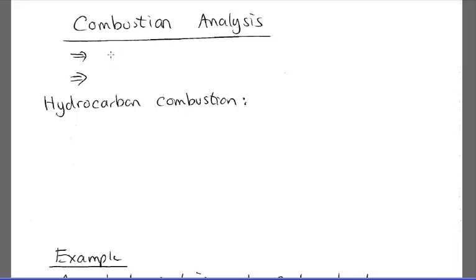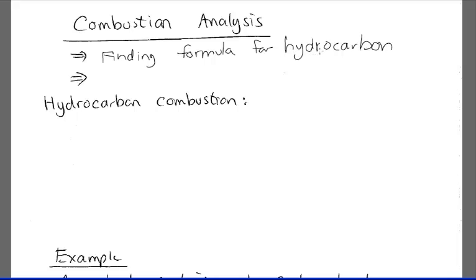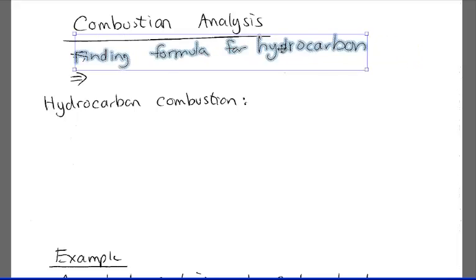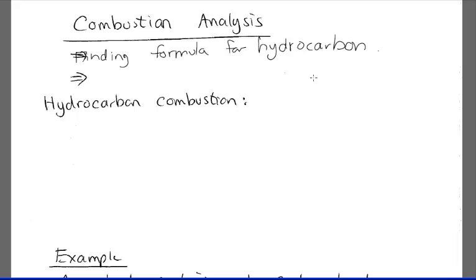Combustion analysis is a way of finding an empirical formula for certain specific types of molecules. The type of molecule it's good for is hydrocarbons. So it's for finding the formula for a hydrocarbon. And a hydrocarbon is something with hydrogen and carbon in it. And it may also have another substance in it, some other atom.